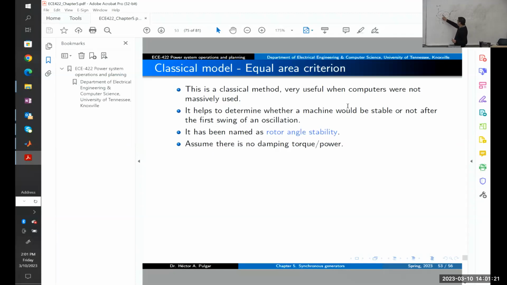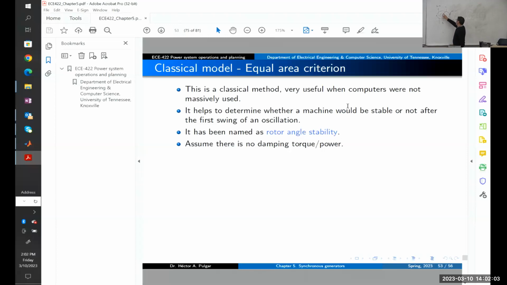So this technique focuses on the first swing of the oscillation. So I draw here in the phase plane what could be a trajectory when we have stability. So the first swing of the oscillation is from the point where the system is in a steady state, we have a short circuit here. We clear the fault here at this point with a given clearing time, and then the machine at some point stops increasing in the angle and then gets trapped by the stable focus. So all this trajectory is known as the first swing. So this technique focuses on that part only.